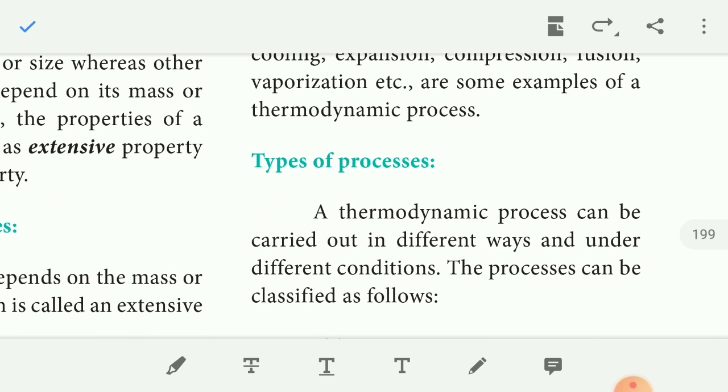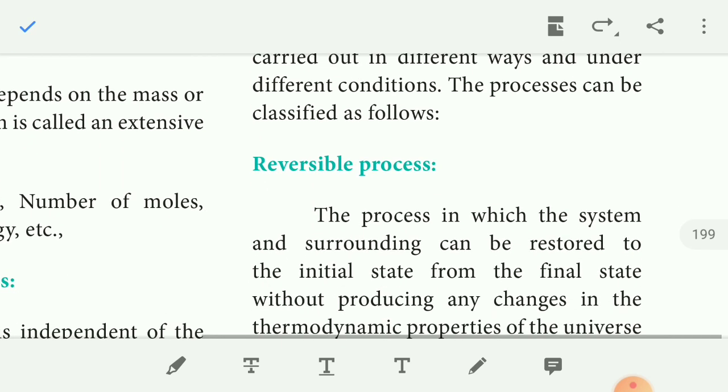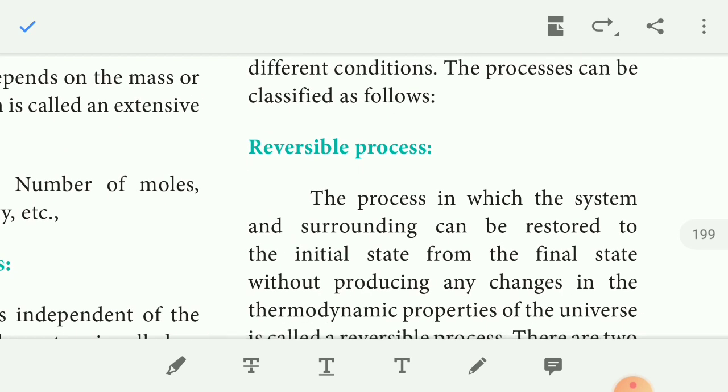Types of process. A thermodynamic process can be carried out in different ways under different conditions. The process can be classified as follows. The first one is the reversible process. A reversible process is one in which the system and surroundings can be restored to the initial state from the final state without producing any change in the thermodynamic properties of the universe.